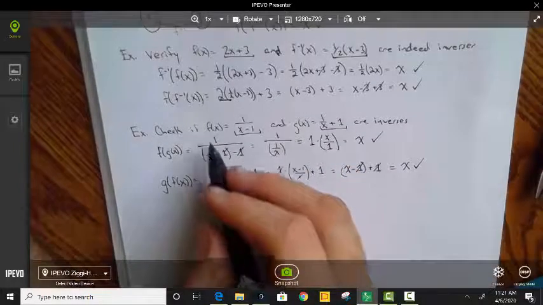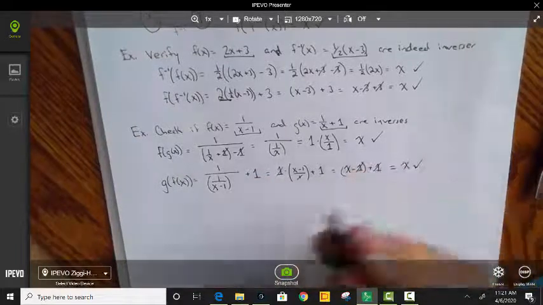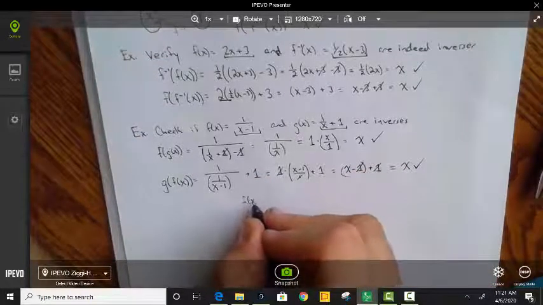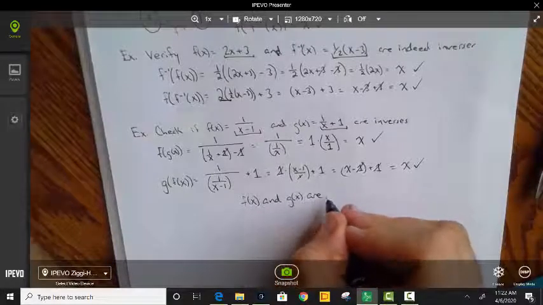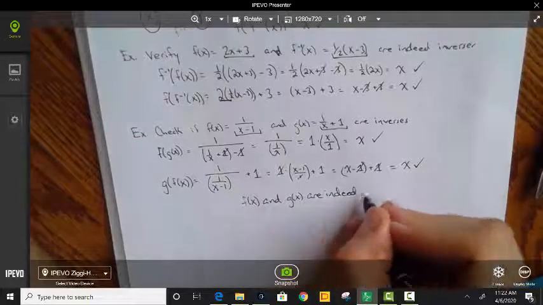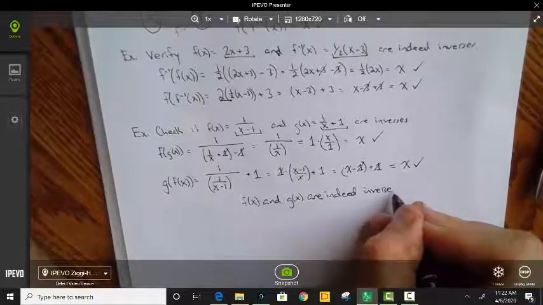So check if f of x and g of x are inverses. Since these both simplified down to x, f of x and g of x are indeed inverses.